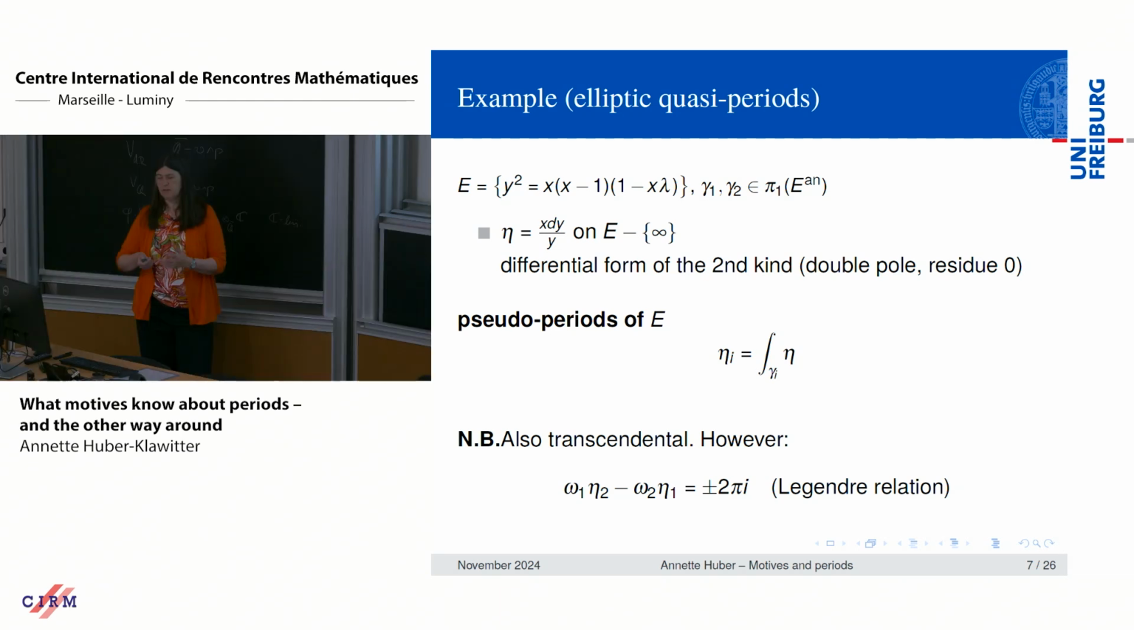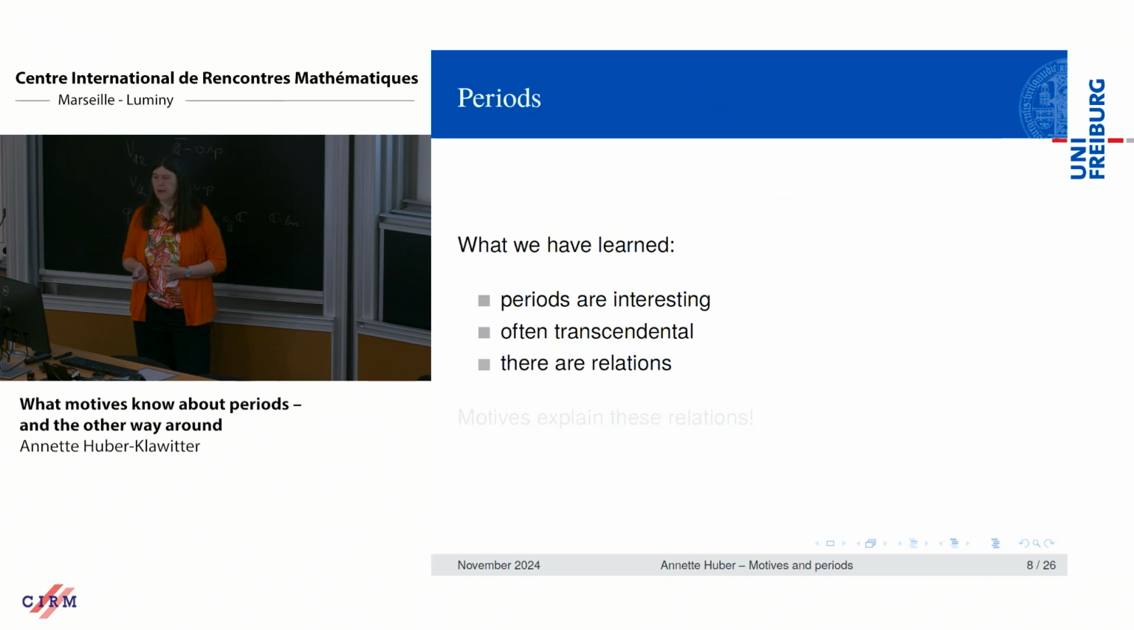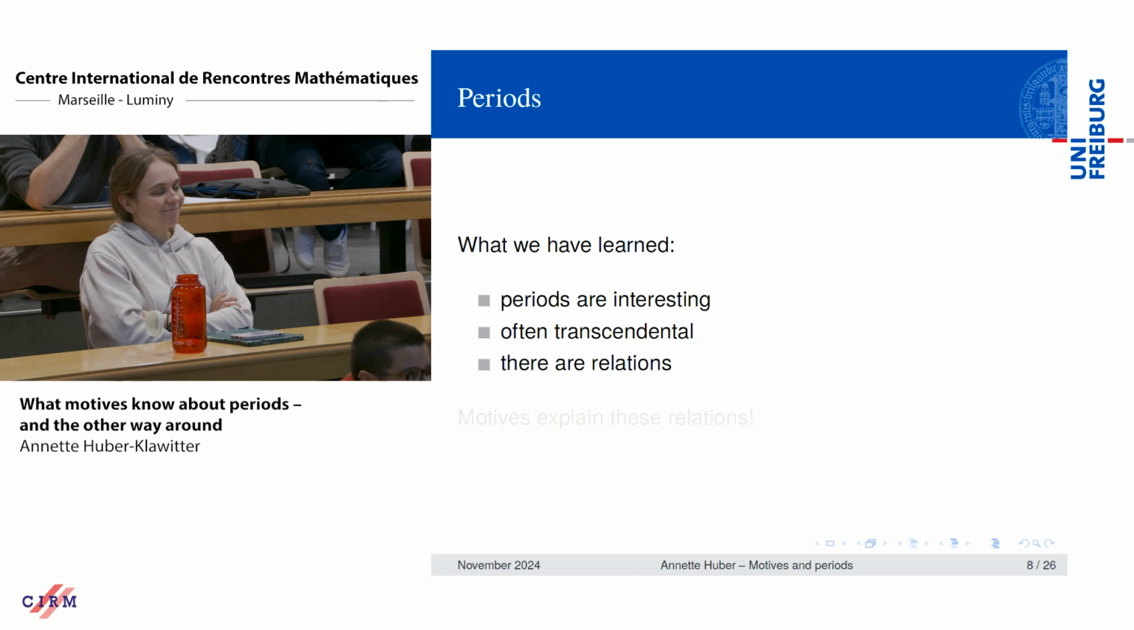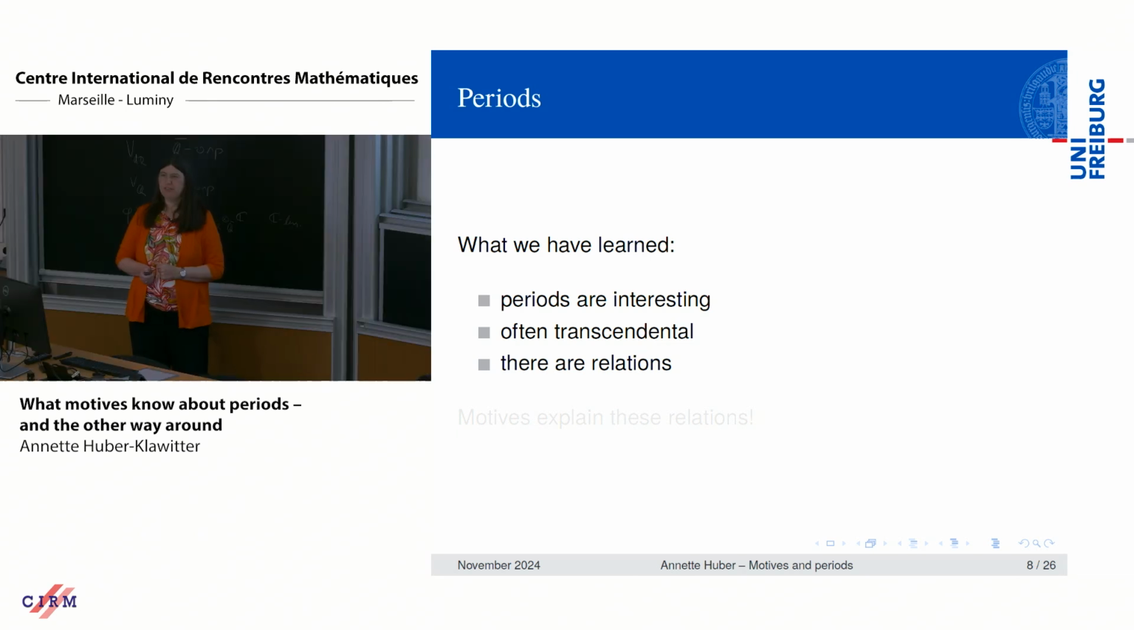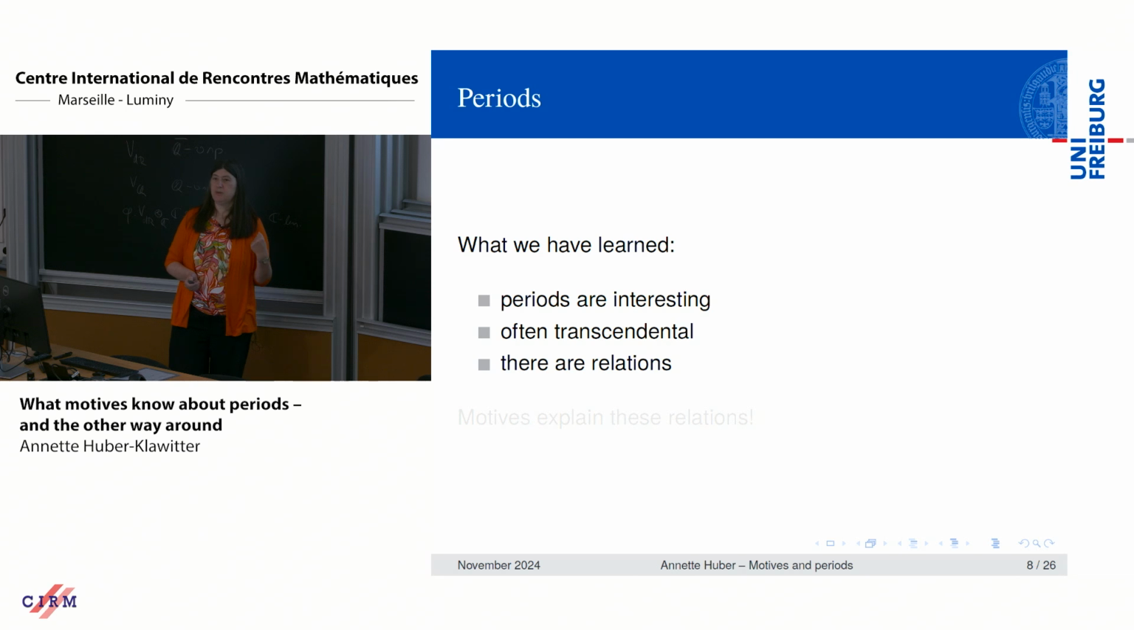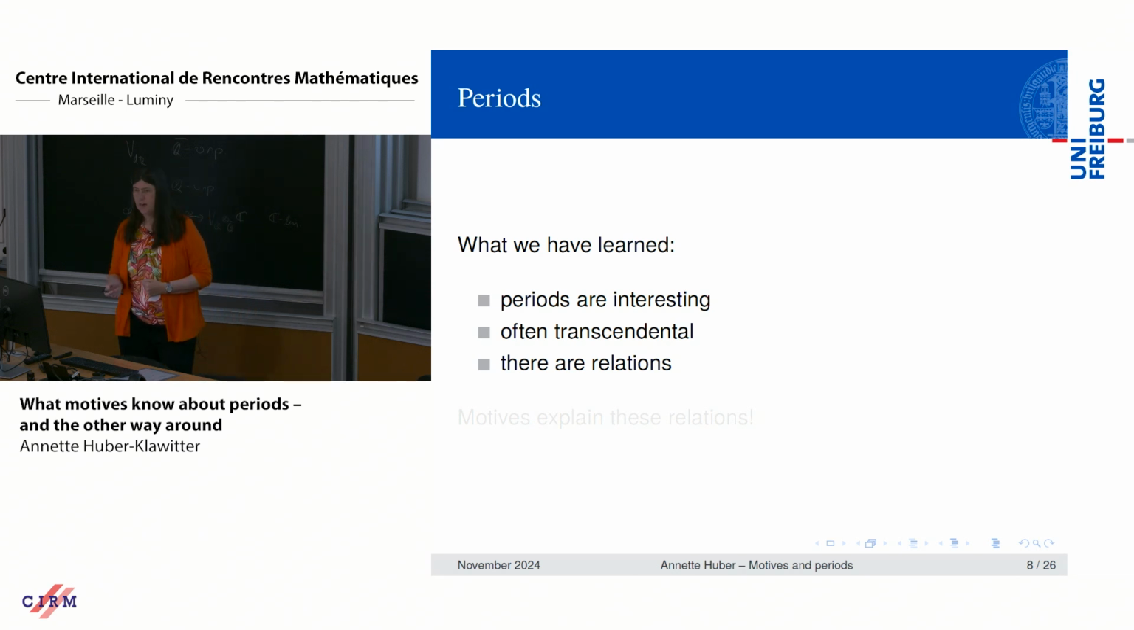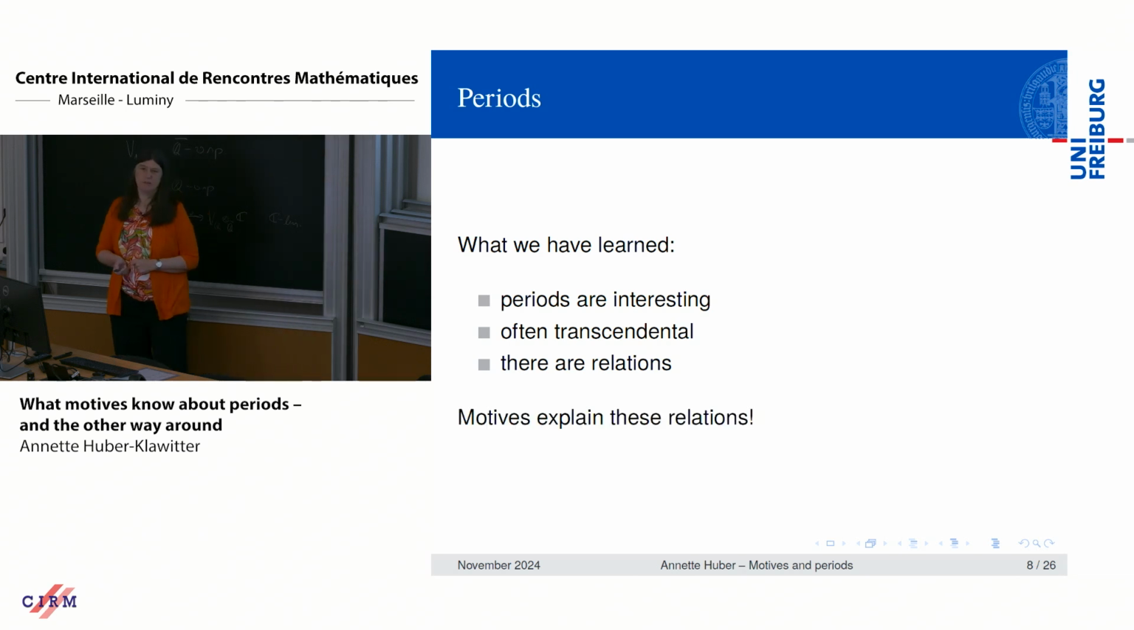So what you can see here is, okay, there are relations between period numbers. If this is the first time that you see these things, what we have learned is periods are interesting numbers. Usually people are happy when they see 2 pi i. So these are interesting numbers. They are often transcendental. I didn't write down the examples where you get algebraic numbers, but very often they are transcendental. And there are relations between them. And the whole point of this field here in my talk is that motives explain these relations. So that's what I want to discuss.